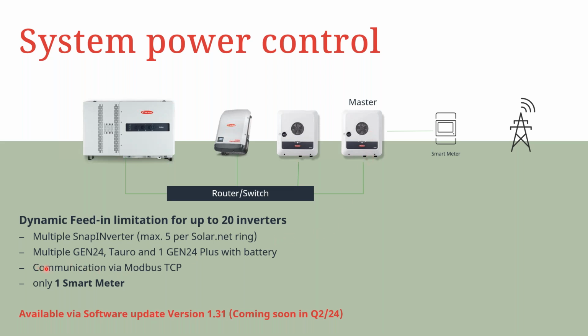Good. Having said that, you can also have multiple Gen 24 Tauros and Gen 24 Plus with the battery connection, and all communications are via Modbus TCP. And good enough, only one smart meter is needed, that is, one smart meter connected at the feeding point. And as David also mentioned, it's coming soon. This would be available via software upgrade. No hardware is needed.